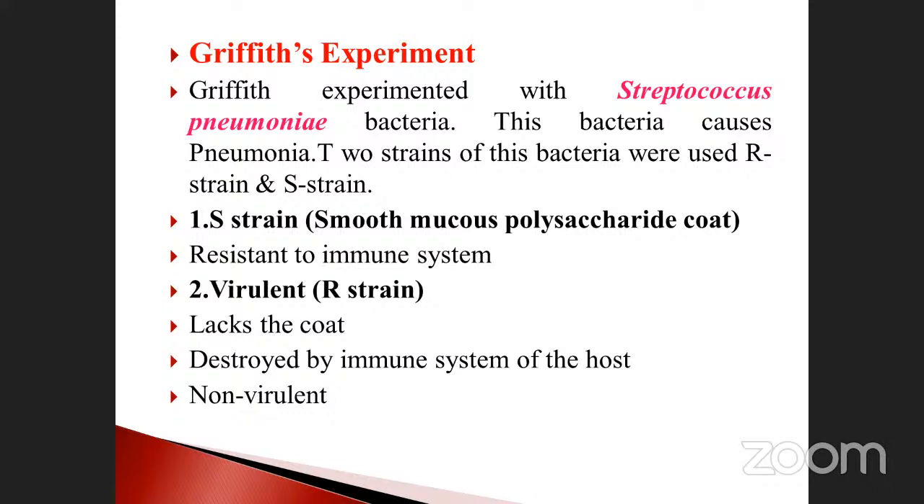The non-virulent one is the R strain. It lacks the coat. The smooth mucus polysaccharide coat is completely absent here. At the same time, what happened? It is destroyed by the immune system of the host, and it is non-virulent. Okay, so this is an important thing.